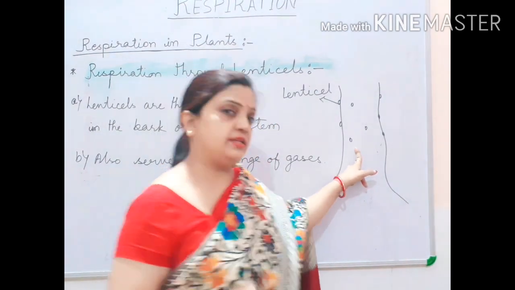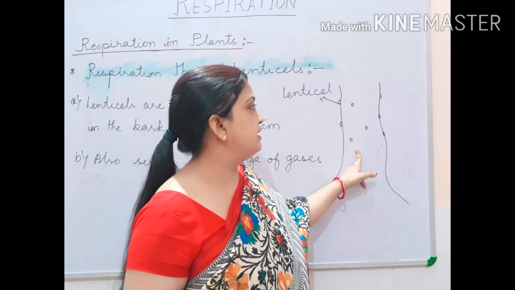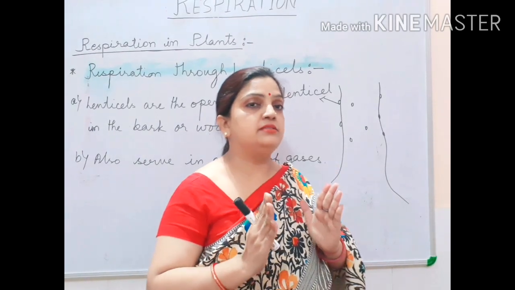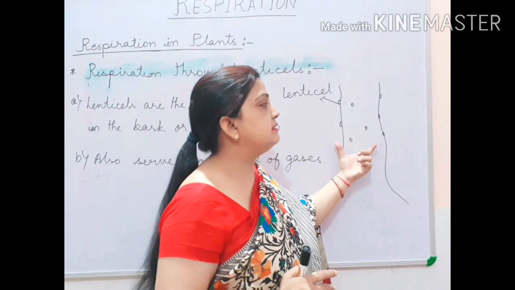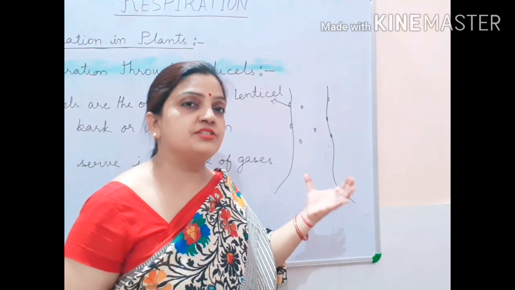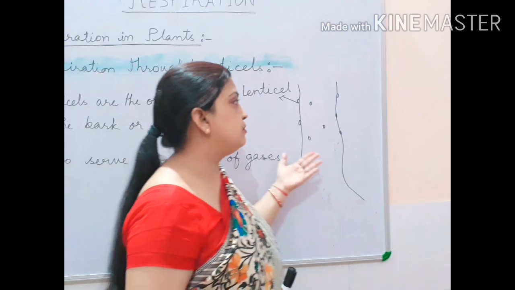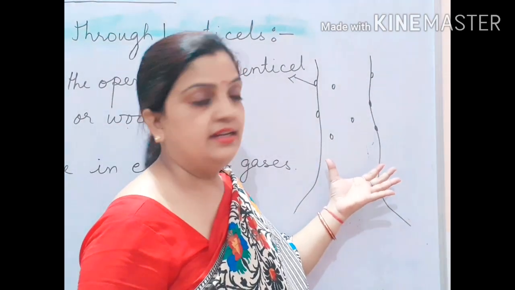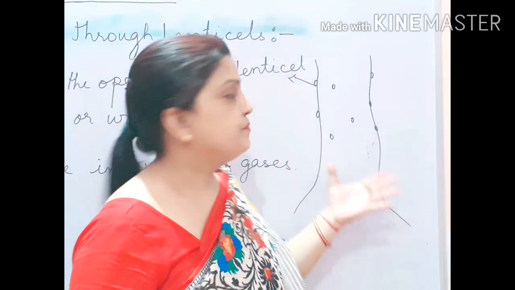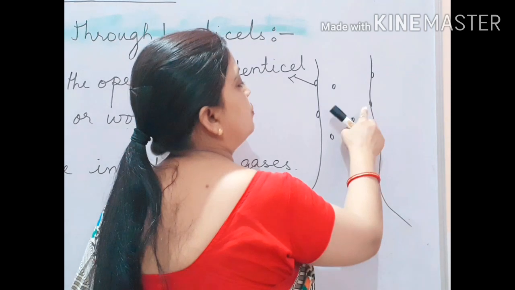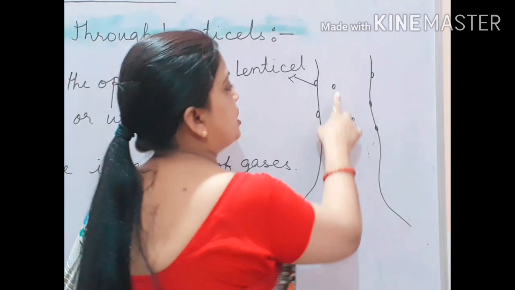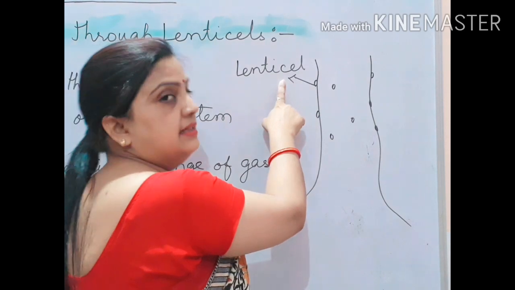I told you when I was explaining stomata that if the plant is young, then the stem is green in color, and in the green stem stomata are present, so respiration or gaseous exchange occurs through stomata. But gradually, when the stem turns woody, or we can say when the bark of the tree is prepared, small pores arise on the stem. These small pores present on the stem are called lenticels.